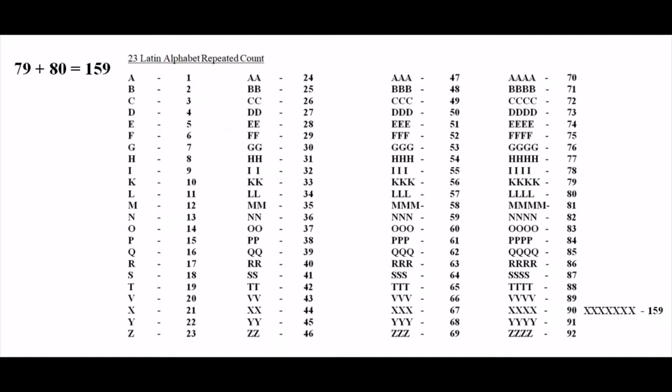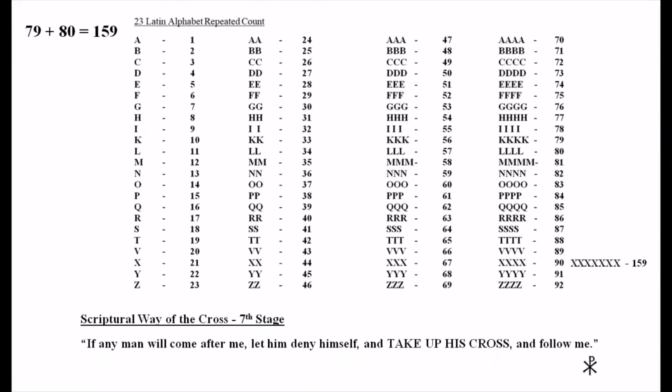7 is one of those holy numbers recognized all over the world, so 7 crosses likely has some religious meaning or significance. For example, traditionally there's 14 stages of the cross, but in accordance with the biblical account of the crucifixion, Jesus takes up his cross at the 7th stage, later referred to as the scriptural way of the cross. So the 7 crosses could be referring to a famous quote from Jesus that appears in the Gospels of Mark, Matthew, and Luke. "If any man will come after me, let him deny himself and take up his cross and follow me."